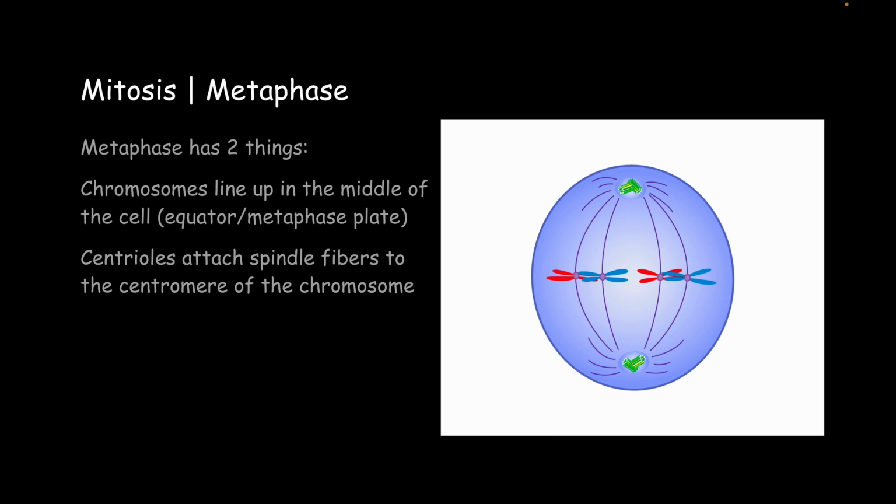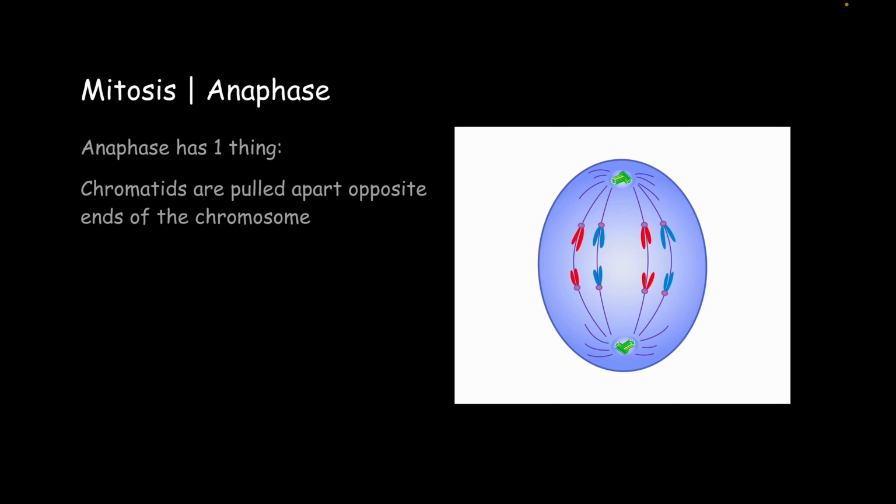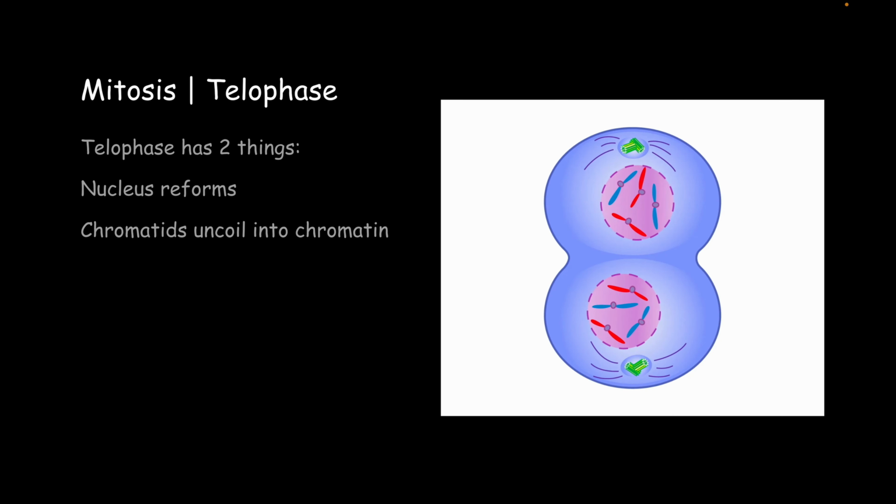And then we have metaphase, and the chromosomes are going to line up at the equator. You'll also hear the metaphase plate is what they like to call it. And then the centrioles are going to attach those little spindle fibers, and that's what's going to pull them apart in anaphase. Anaphase is going to pull the chromatids apart. Chromatids are one part of the chromosome, don't forget. It's going to pull them to opposite ends of the cell. That should say the cell, but it says chromosome. I wish I would have done that a little different, but we make mistakes. We're all human here. And then we have telophase.